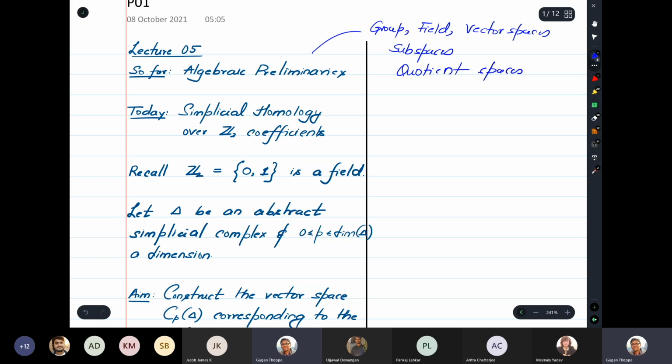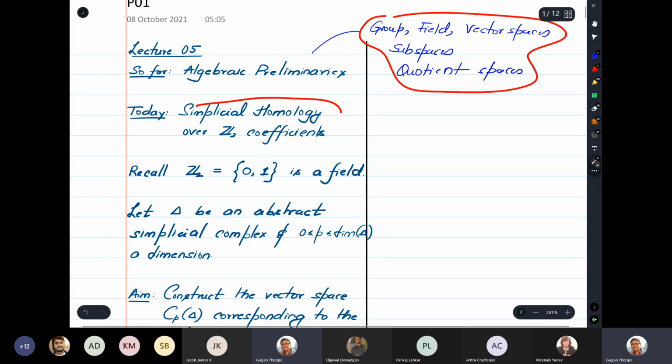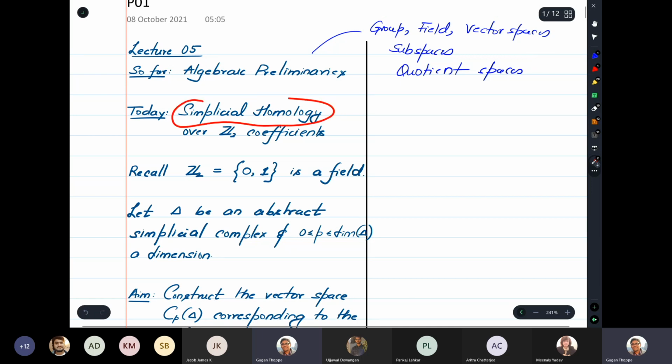So far, as a student, it wouldn't be clear to you why we are doing all these and so on and so forth. I understand this mindset. From today onwards, we will shift gears, and we will talk about the applications of these different preliminary objects that we studied, in the context of simplicial homology. Throughout this course we will focus on simplicial homology over Z2 coefficients.